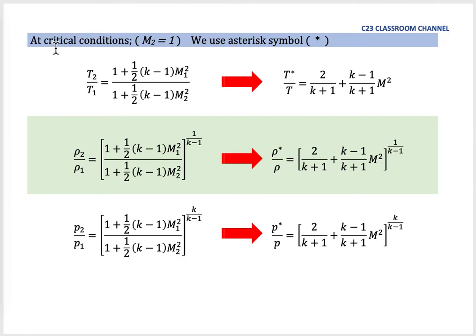So normally critical condition is at throat of our convergent and divergent nozzle, and critical condition means the Mach number is equal to 1. So please remember at least this equation. Then please make sure that you understand to substitute the value of M2 to replace the T1 become T, and T2 is equal to T star.